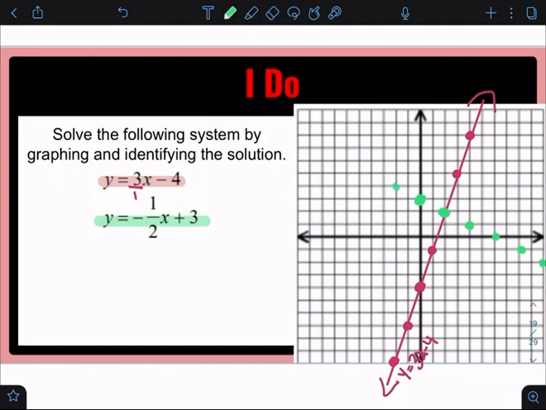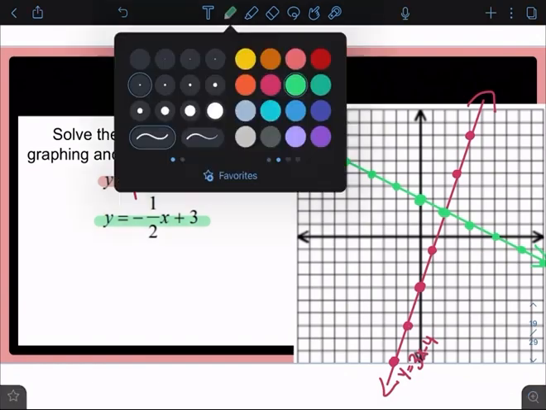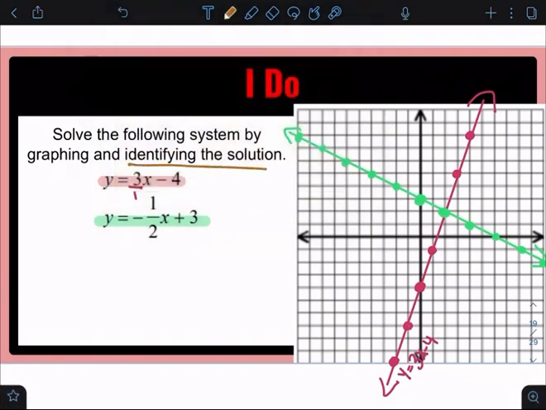And go up 1 to the right 2, up 1 to the right 2, up 1 to the right 2. Beautiful. Now connect these points. We're going to put our arrows. Beautiful. So now, to identify the solution, because that's part of the question, we need to name the point where they intersect.